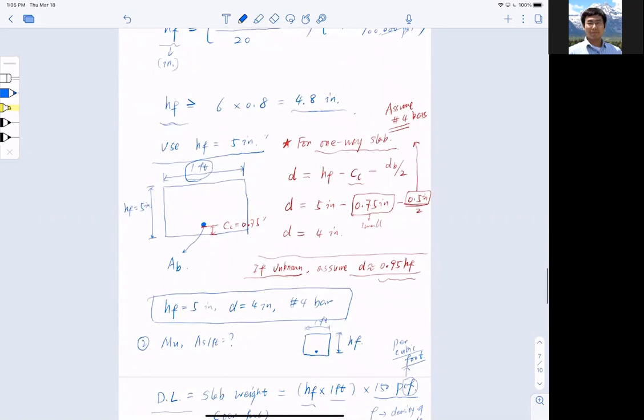Then again, for this case, we need to provide a clear cover. For a one-way slab, usually it's interior, that means it's not exposed to extreme weather conditions.